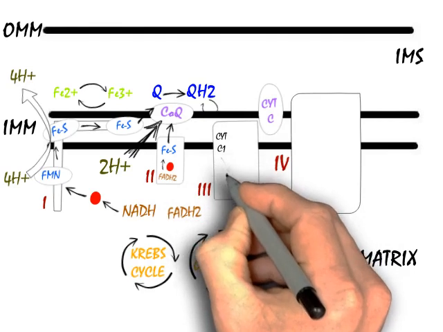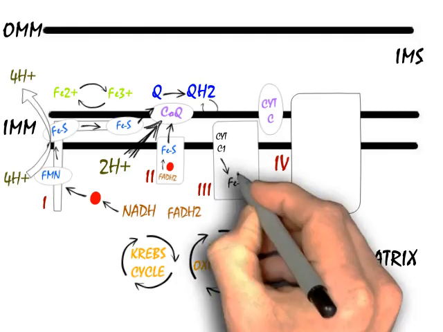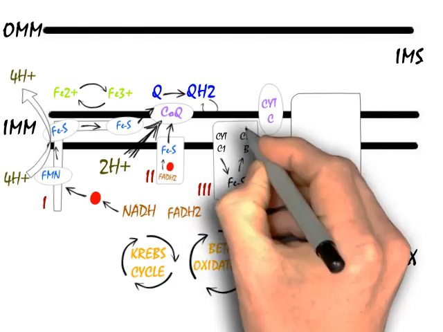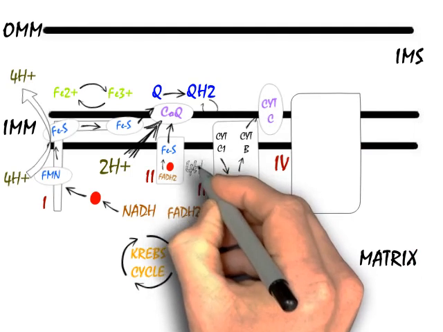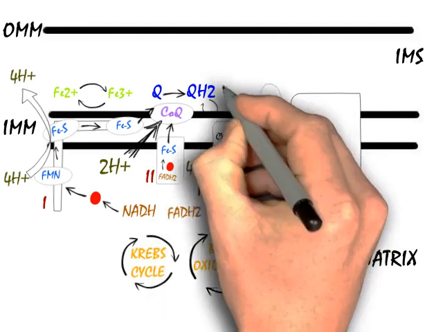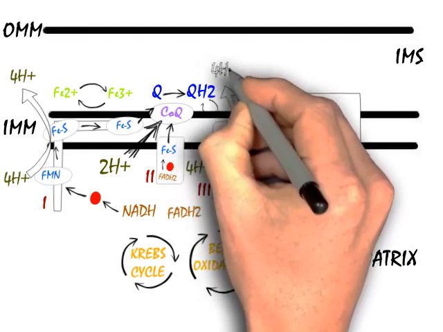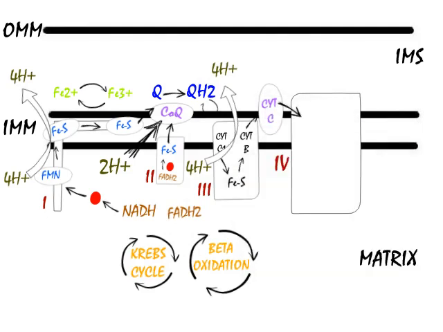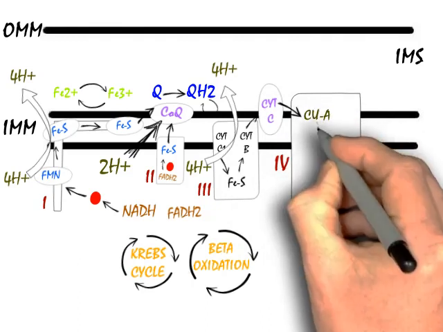In the third complex, the electron is first received by cytochrome C1. Then the electrons are transferred to the iron sulfur protein, which then donates its electron to cytochrome B. These are all redox reactions. Then the electrons are transferred to cytochrome C, which is an intermediate protein used to donate electrons to the fourth complex. During this process, the energy generated is utilized to pump 4 hydrogen ions from matrix to intermembrane space. In the next step, cytochrome C donates its electron to the fourth complex.